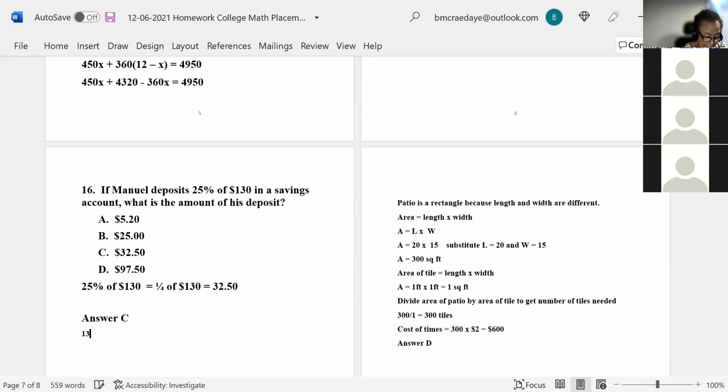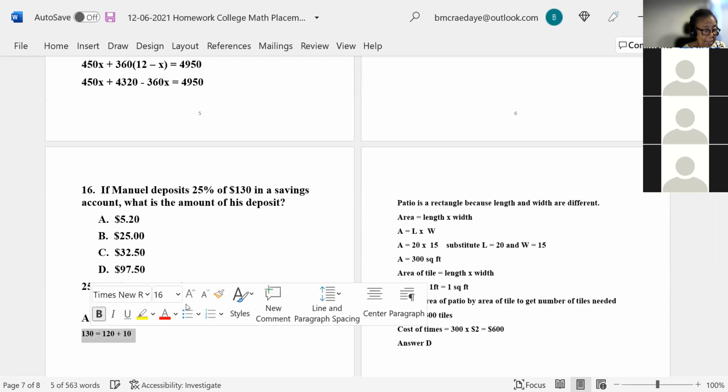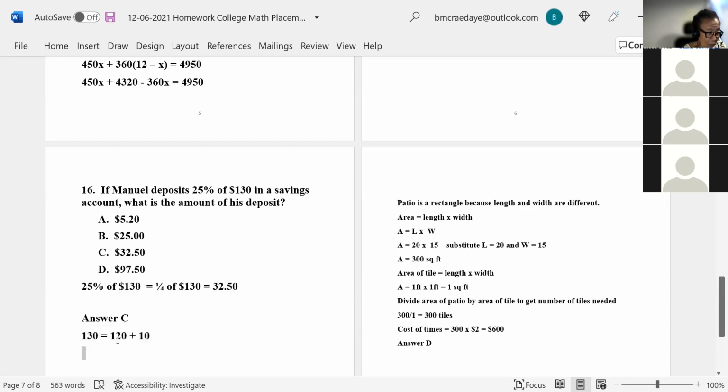Like 130 is equal to 120 plus 10, right? Now, it's easier to divide the 120 by the 4 than to divide the 130, because you get 30, 1/4 of it. You get an even amount there. 1/4 times 120 is equal to 30, right?